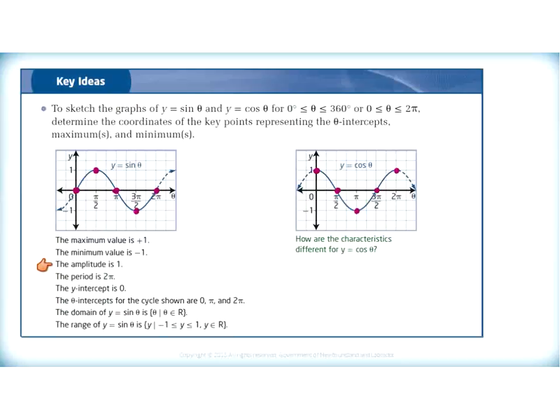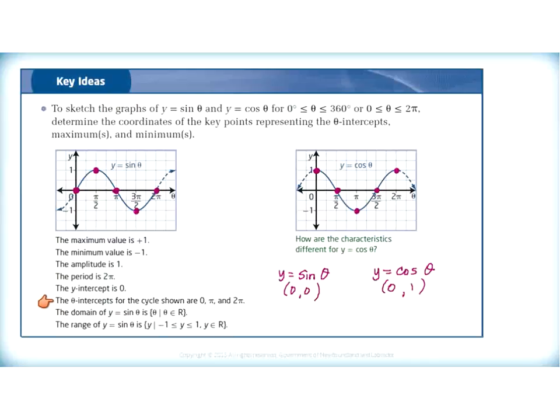The amplitude for both functions is 1. The distance between the sinusoidal axis and a maximum or a minimum point on the graph is 1. The period for both sine and cosine is 2 pi. The y-intercept for y equals the sine of theta is at 0, 0. For y equals the cosine of theta, the y-intercept is at 0, 1. So that's one characteristic that is different between the two functions.